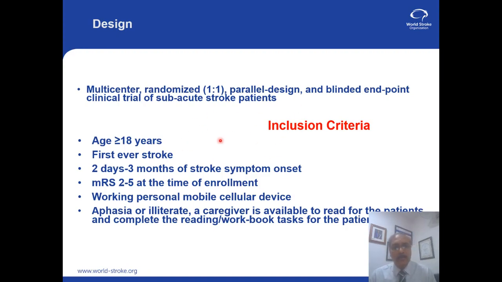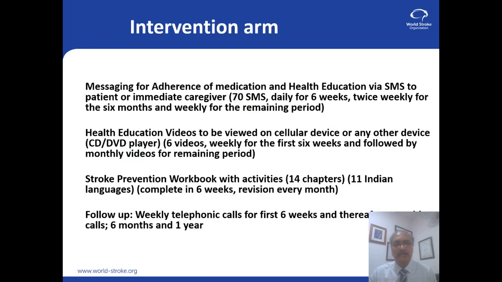We recruited patients who were 18 years of age or older with a first-ever stroke between 2 days and 3 months, and with an mRS of 2 to 5 at the time of enrollment. They were required to have a personal mobile cellular device. The availability of a caregiver was essential if the patients had aphasia or were illiterate, in order to view and read the messages, as well as complete the workbook tasks.